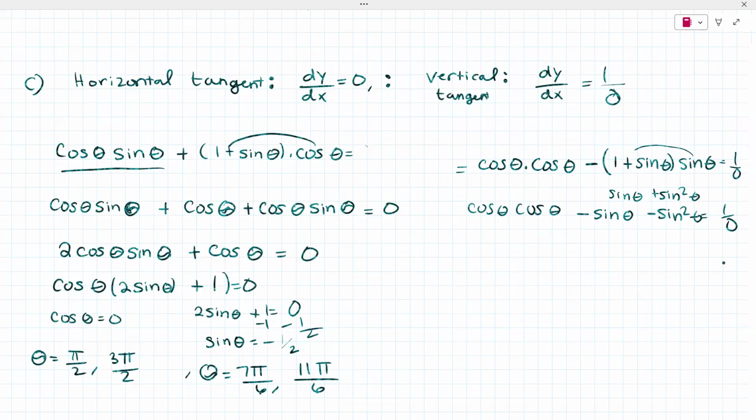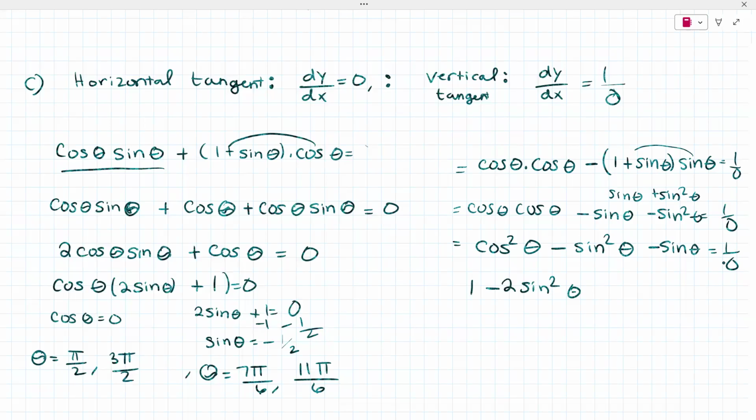Cosine theta times cosine theta is cosine squared theta, minus, and then you could just put the negative sine squared next, minus sine theta, equals 1 over 0. And then you can use your trig identities. Cosine squared theta minus sine squared theta is the same thing as 1 minus 2 sine squared theta.